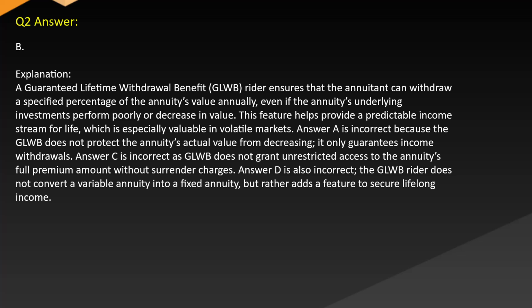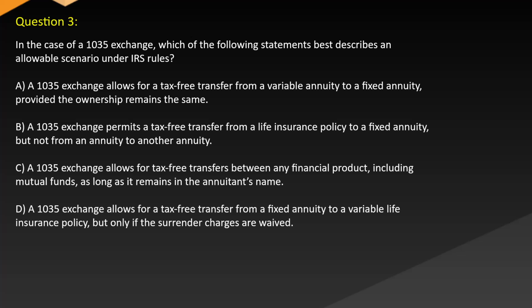Answer C is incorrect as GLWB does not grant unrestricted access to the annuity's full premium amount without surrender charges. Answer D is also incorrect. The GLWB rider does not convert a variable annuity into a fixed annuity, but rather adds a feature to secure lifelong income.